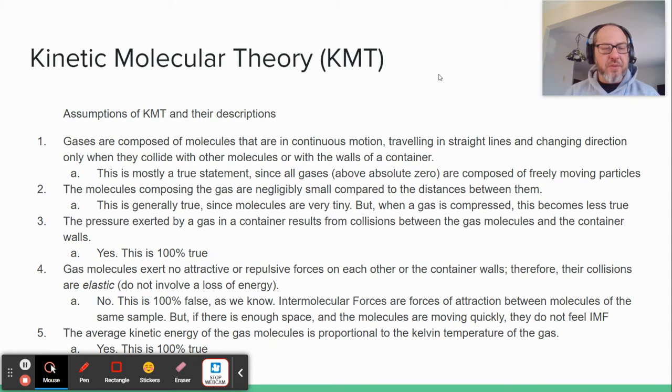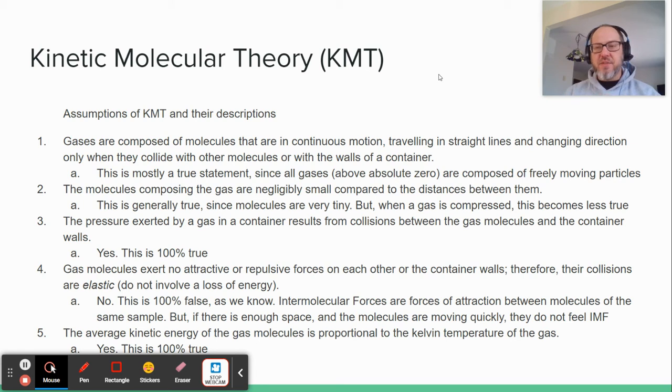Number four, gas molecules exert no attractive or repulsive forces on each other. We're actually getting into detail on intermolecular forces in the next chapter, but we've talked about this. We've talked about the particles having attractive forces towards each other within a solution, because that's what causes salts to dissolve in water. Like the reason why sugar can be hydrated, and all that kind of stuff, is because of intermolecular forces between molecules. And so this is absolutely false.